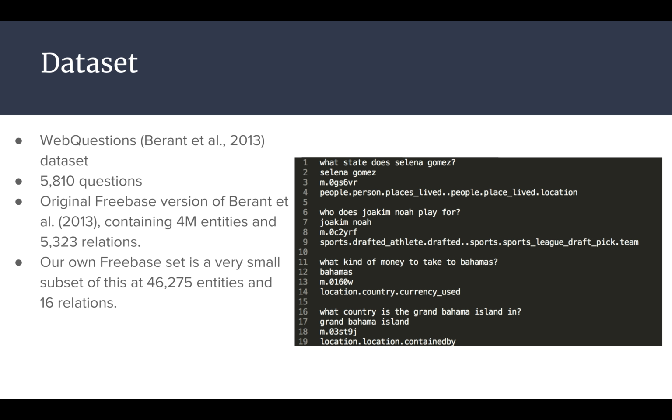We use Web Questions dataset, which consists of 58,100 questions in total. The original paper uses Freebase, which contains 4 million entities and over 5,000 relations. Here we use a small subset of the original database. Our own Freebase has over 46,000 entities and 16 relations.